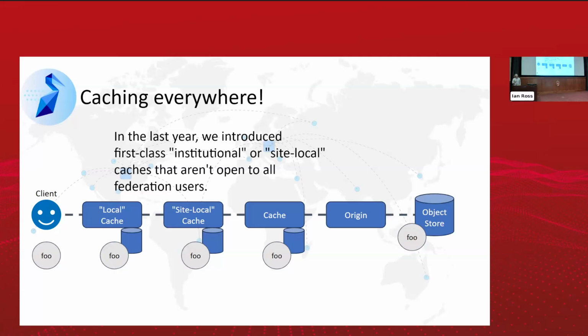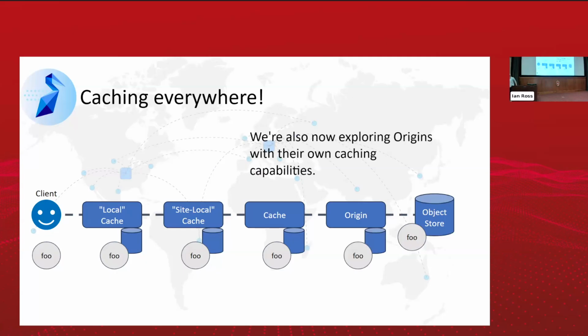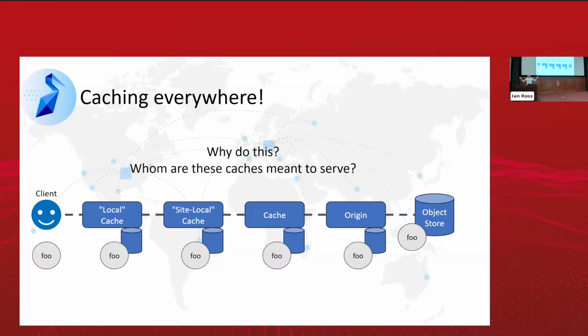Okay, so for the astute observer in the audience, what's missing from this picture? We're adding caching to the origins now too, essentially. So origins themselves can now store copies of the data. We're trialing this, I think, in S3 origins. And I think maybe the natural question is, why do this? What do we need all this caching for? What benefit do we have by storing copies of the data at the origin?